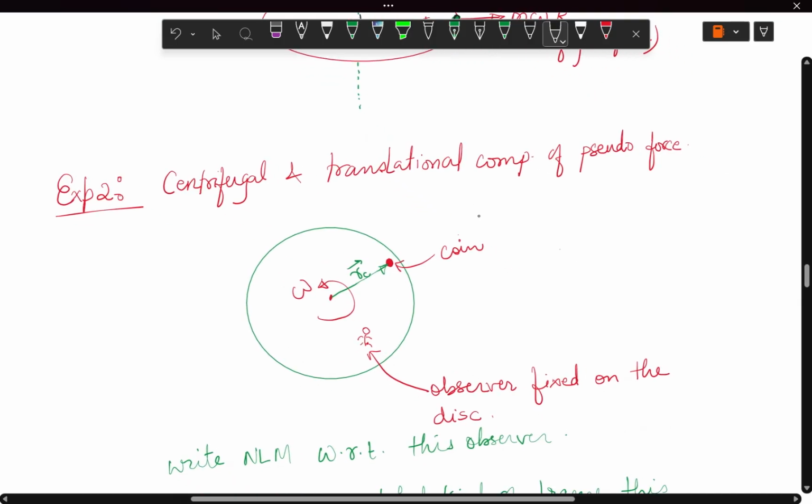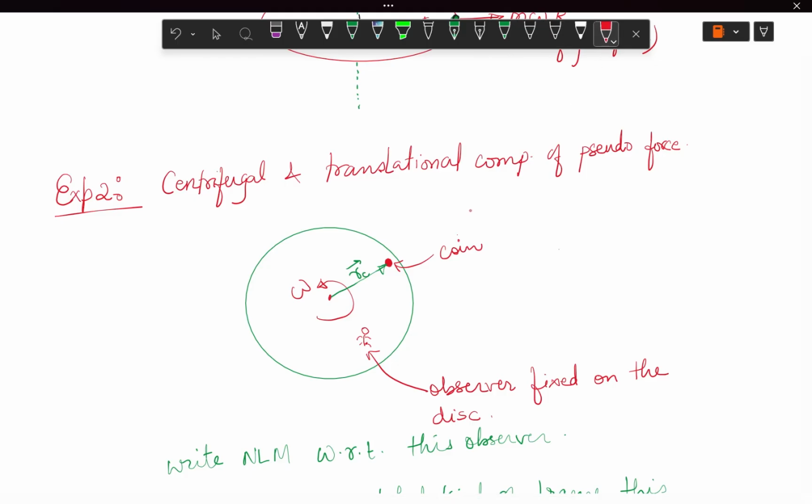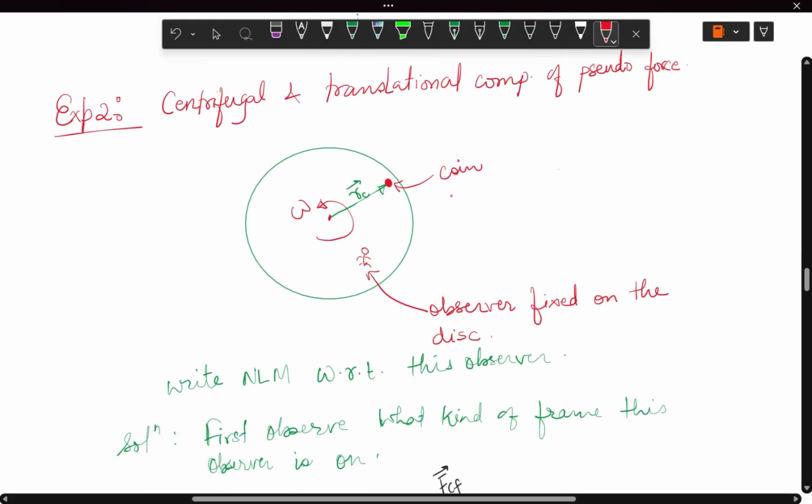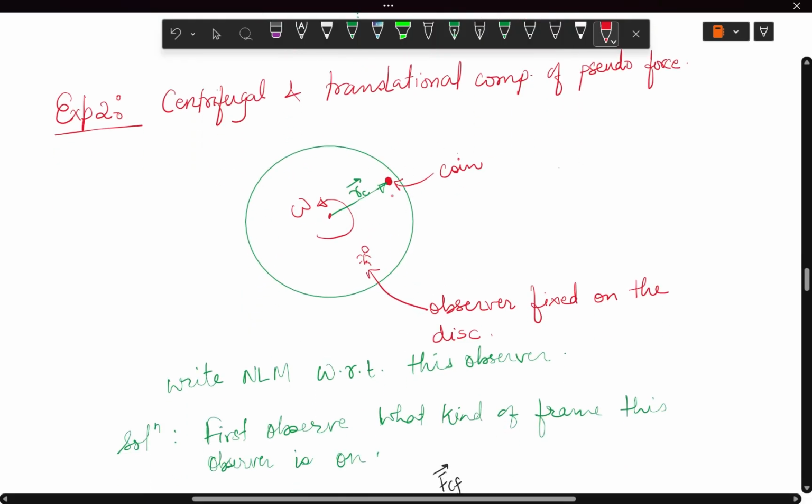Moving on to example number two. I'm taking the case where the centrifugal and translational components of the pseudo force are there, meaning the Coriolis and Euler components of the pseudo force are absent. Now, consider this example. Here we have this coin, and the coin is kept here.